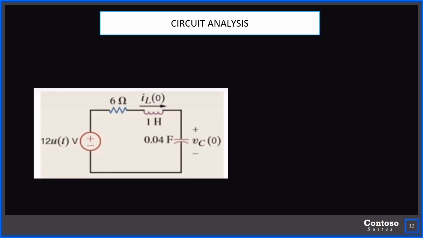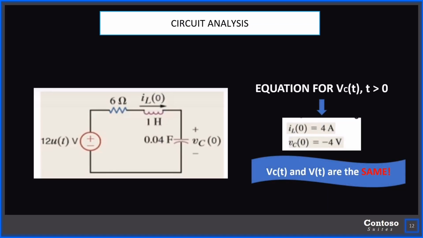Here is the circuit for our smoothing circuit. So we have the voltage source of 12 volts, and then we have the resistor of 6 ohms, and then we have the inductor of 1 Henry and a capacitor of 0.04 Farad. To analyze the smoothing circuit that we have done here, we first must know the current for the inductor and the voltage for the capacitor.